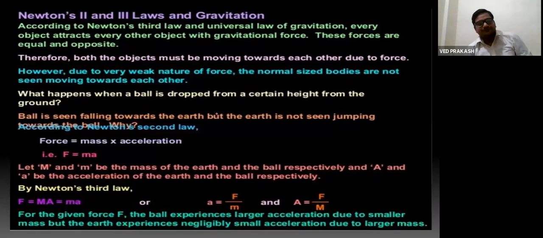So Newton's second and third law and the law of gravitation. According to Newton's universal law of gravitation, every object attracts every object with gravitational force. This is Newton's law of gravitation. And what is Newton's third law? It's about action and reaction. Every action has an equal and opposite reaction.